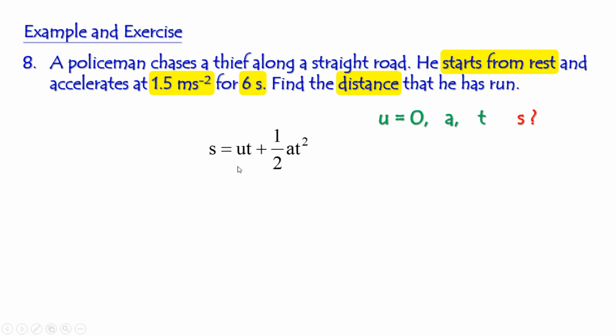Then you have to put all the numbers into the equation. U is 0, so you can ignore this term. It will be 0, okay? And then equals half, and then A is 1.5, and the time taken is 6 squared, okay? So the distance traveled is 27 meters, okay? Don't forget the unit, okay?